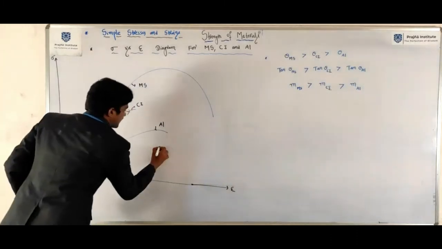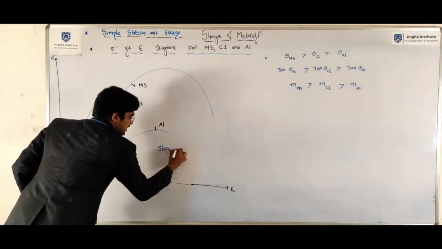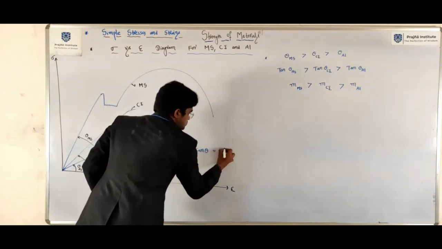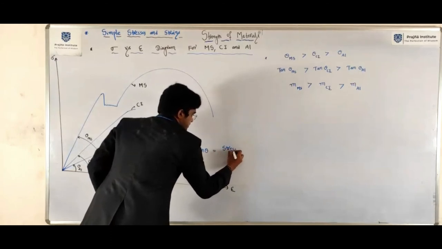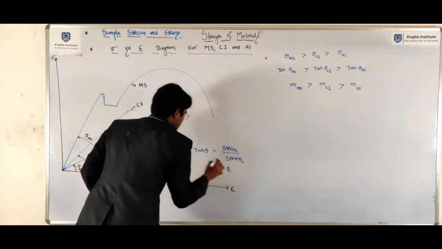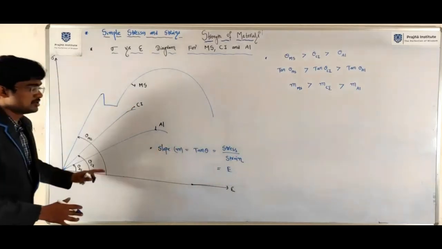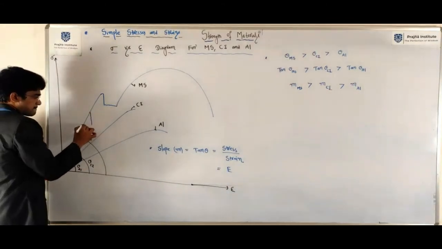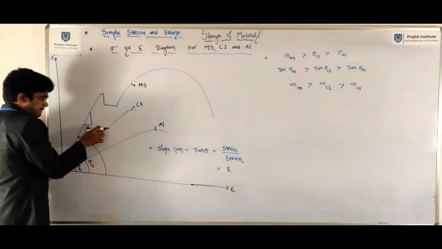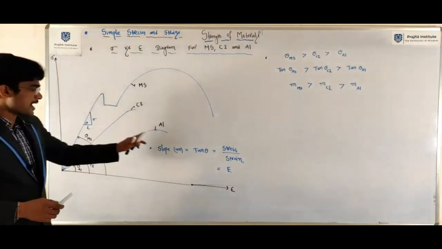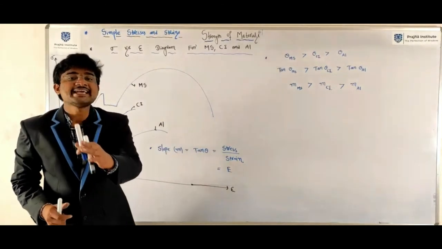Here slope m is equivalent to tan theta, equivalent to stress by strain, equivalent to Young's modulus. This is the meaning of the slope. Slope means this is the slope, right? This is theta, it will give sigma, it will give epsilon. Sigma by epsilon is equal to Young's modulus.